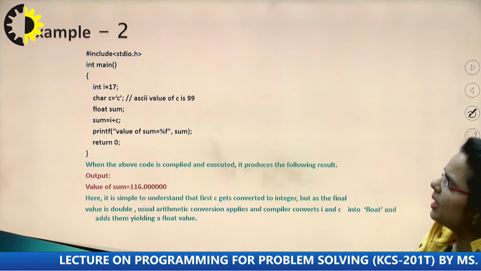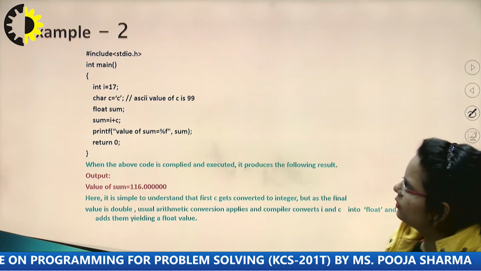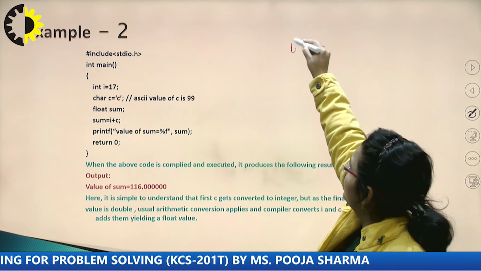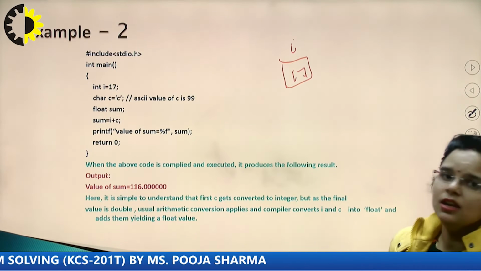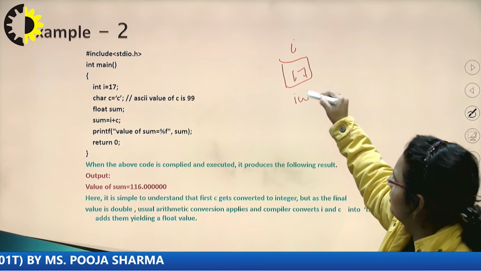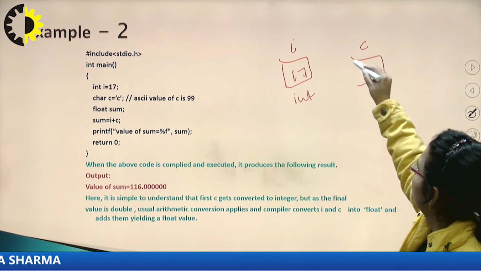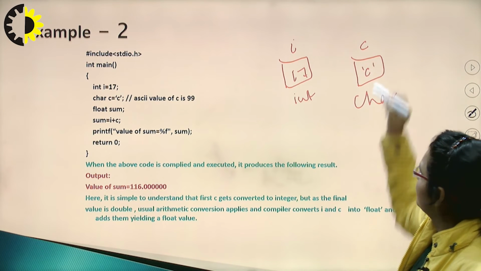This is another example of implicit type conversion. We have a variable i of integer type, and it has initially saved a value 17. So this is integer type data. And we have another variable, c, which is of character type data, and this has a character c.